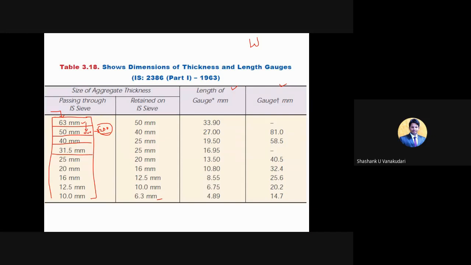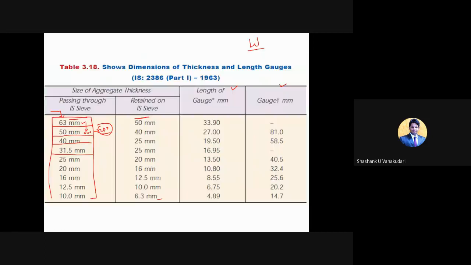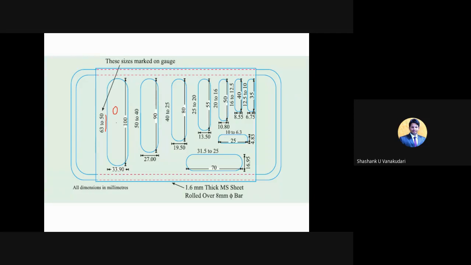Now, the aggregates which are passing from 63 and which are retained in 50, you have collected around 200 particles. That 200 particles you have considered as capital W. Now, these 200 particles you go on passing in this particular portion, which is mentioned here, 63 passing, 50 retained. Those 200 particles of aggregates, you need to pass in this hole, which is mentioned with 63 and 50.